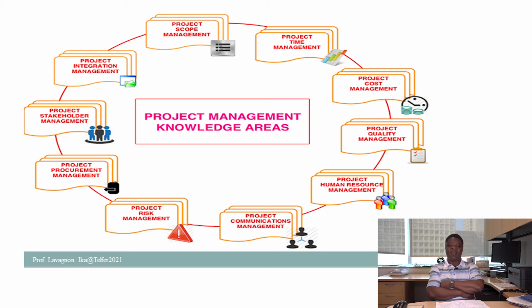Now, we have a 10th knowledge area that is coined Project Integration Management. What is it about? You know that we have 4 phases: initiation, planning, execution, and closing. Because the project is a system, anything that you've done at the initiation phase will go into the planning phase, and anything at the planning phase will go into the execution phase, and anything that has been done at the execution phase will nourish the closing phase.